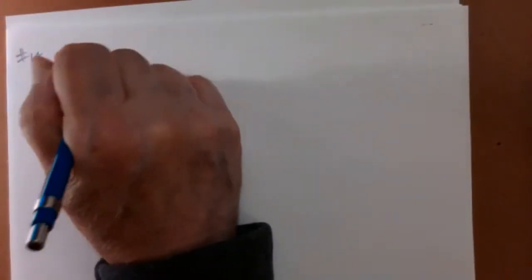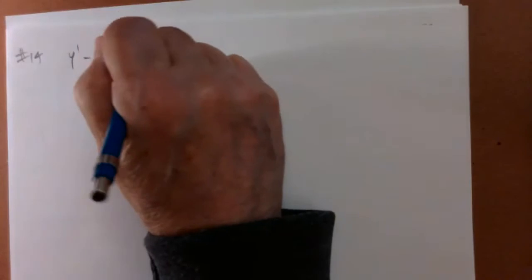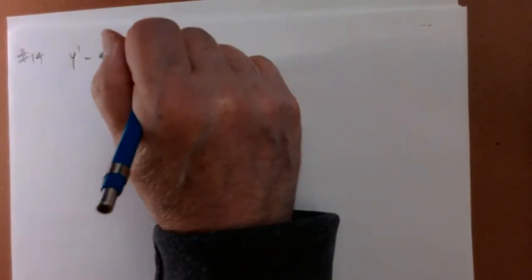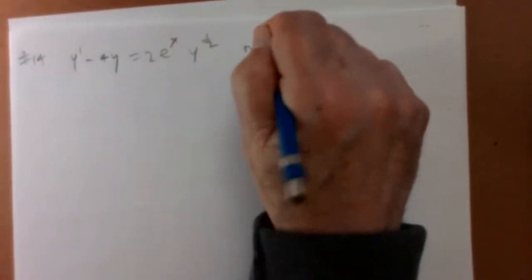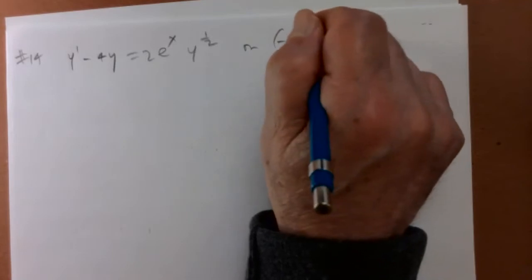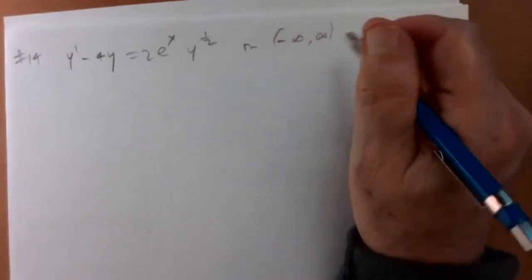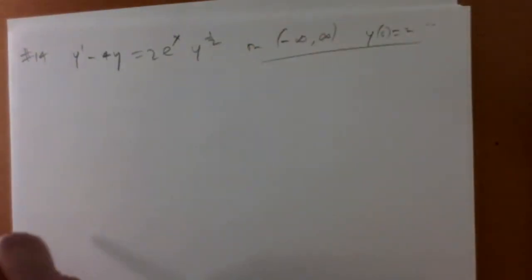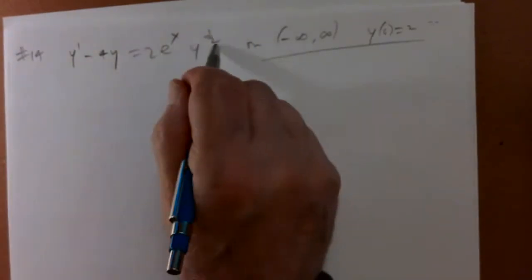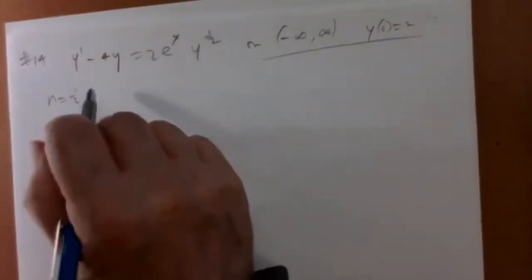So problem 14 is solve the equation y double prime minus 4y equals 2e to the x, y to the 1/2, on the interval from minus infinity to infinity. And we want to solve the initial value condition, y of 0 is equal to 2. So this is my nonlinear Bernoulli equation. This exponent, n, is equal to 1/2.